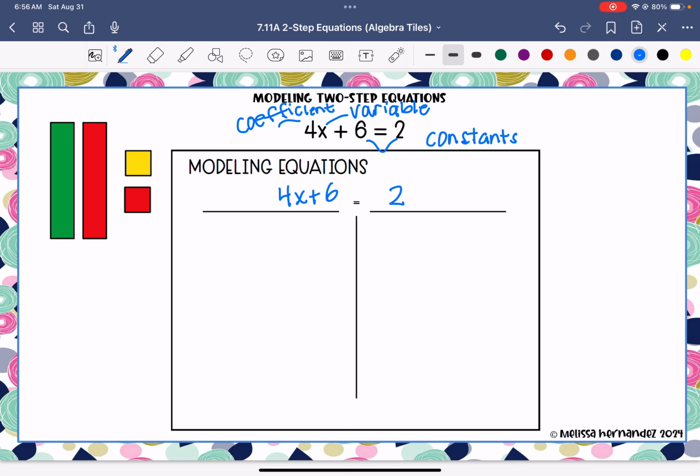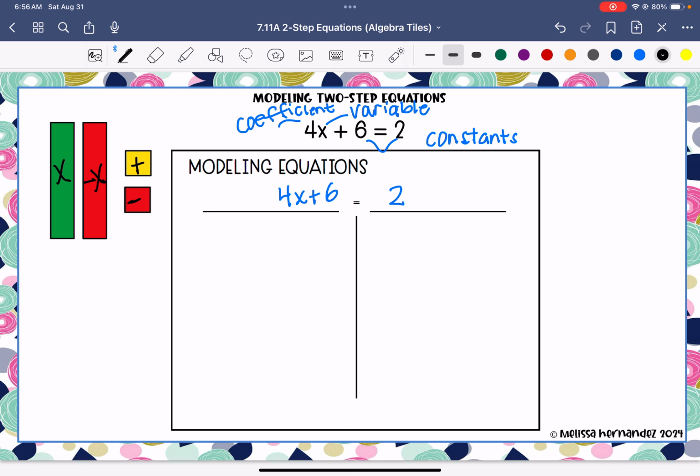So on the left side, I have some algebra tiles. The rectangle, just to refresh your memory, those are your x's. Red is always negative, so that would be a negative x. And then the green is positive, so that's just x, positive x. And as I said, red is always negative, so the small red square would be a negative unit. And then the yellow square is a positive unit.